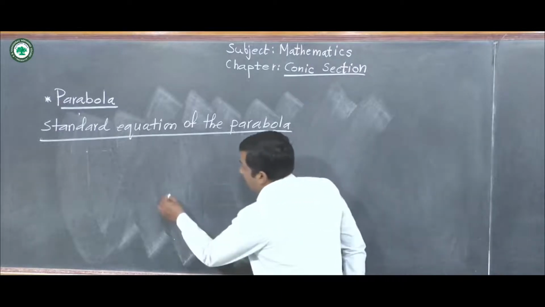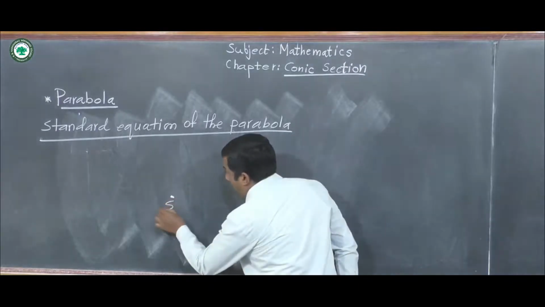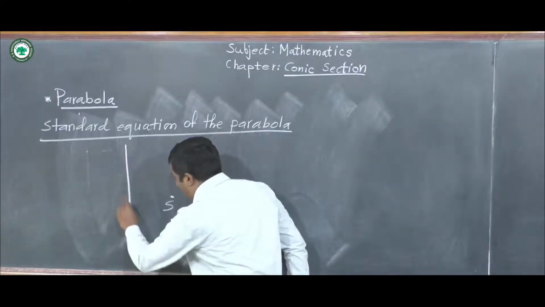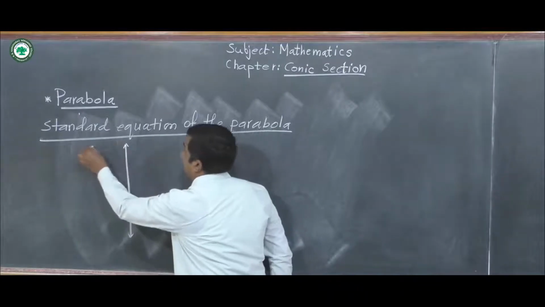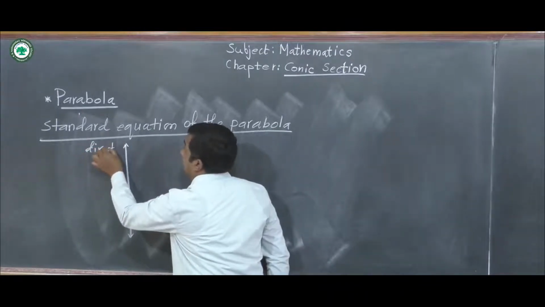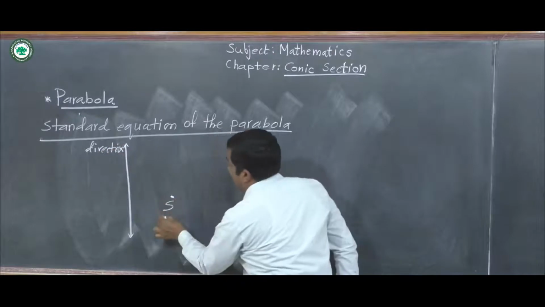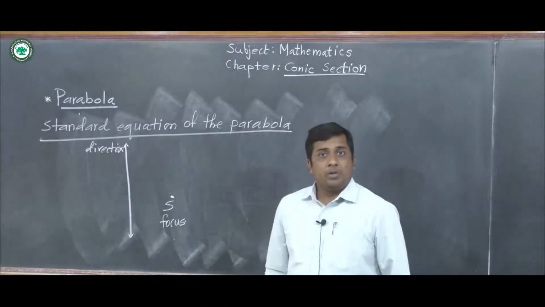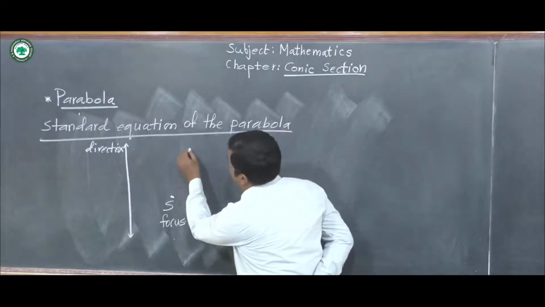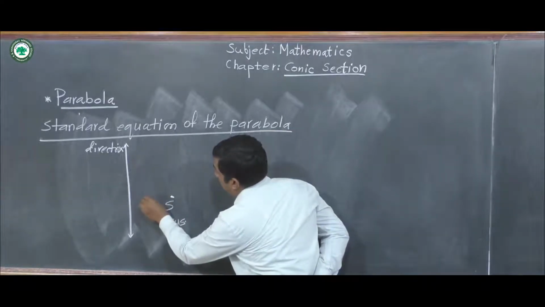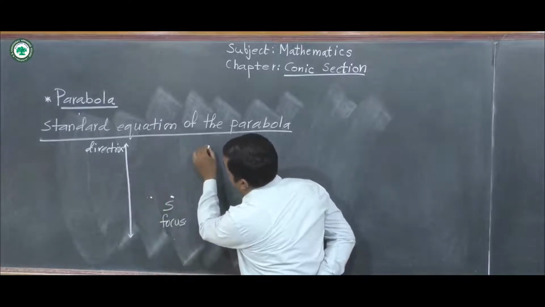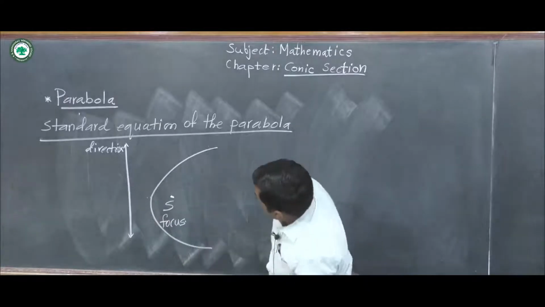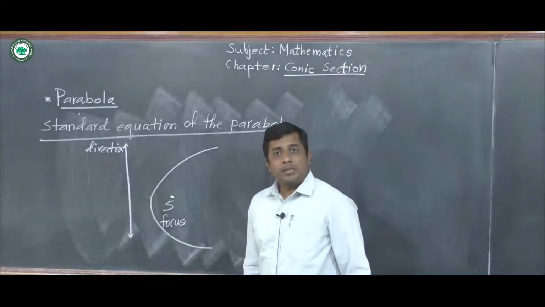So here we consider a point. Suppose this is our point S. Then we consider one line. Suppose this line is our directrix. We know this S is the focus. Using these two, we define the parabola like this. This is our parabola.